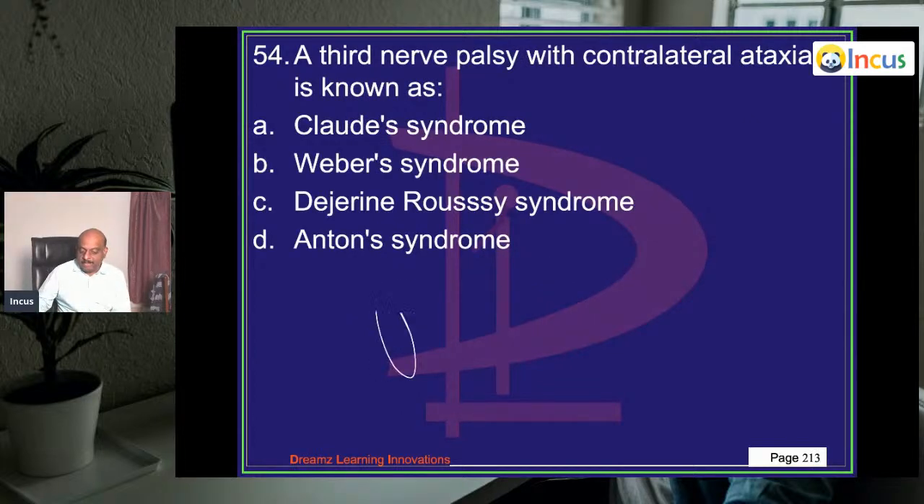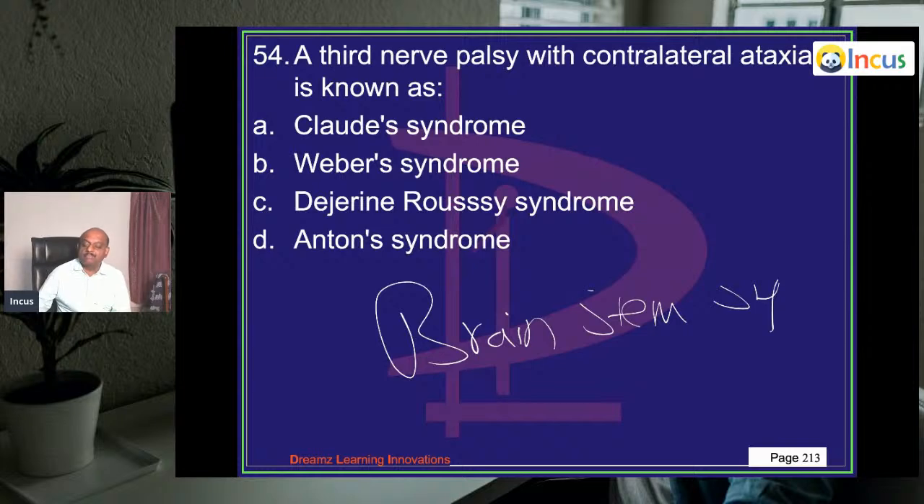Once more, doctor. Brain stem syndromes are the favorite topic of the examiner. Brain stem syndromes: you have to be 100% sure.